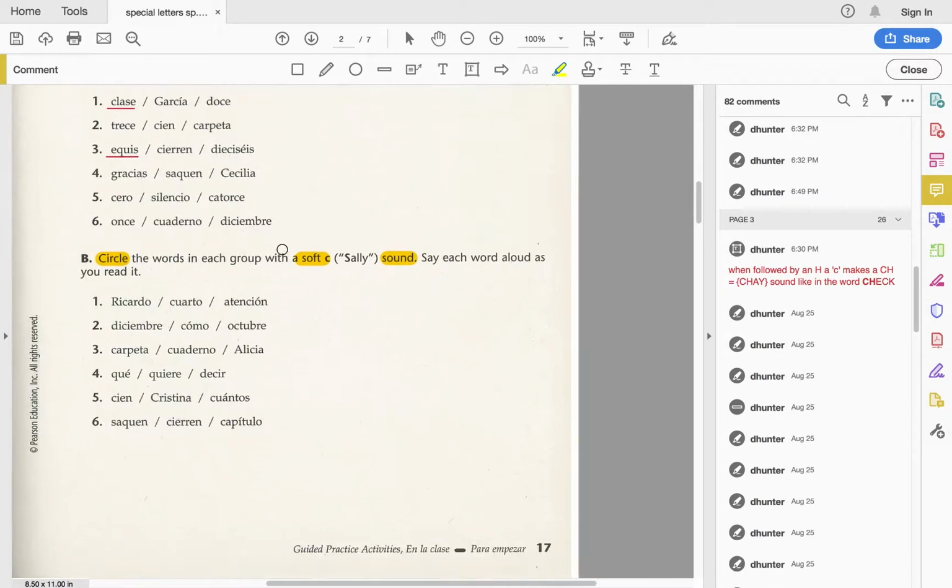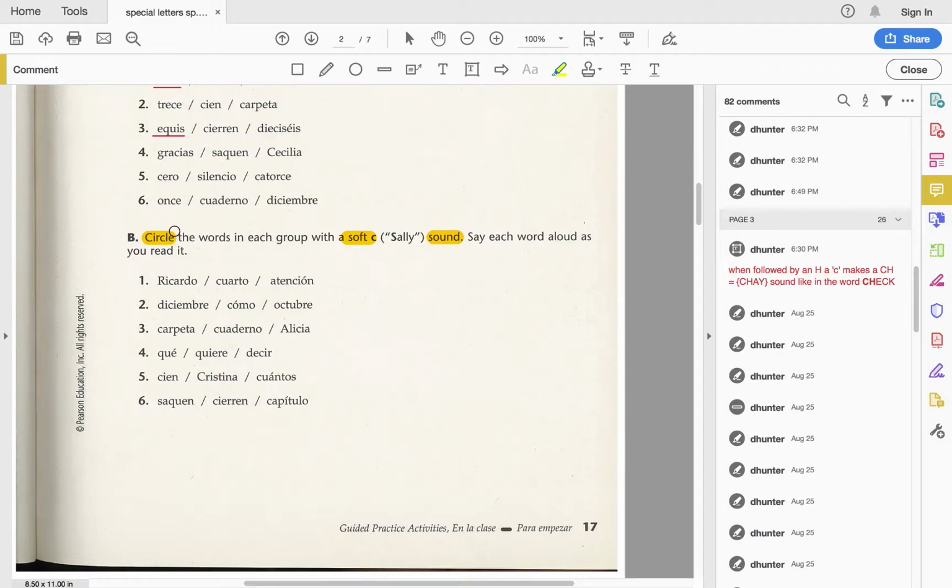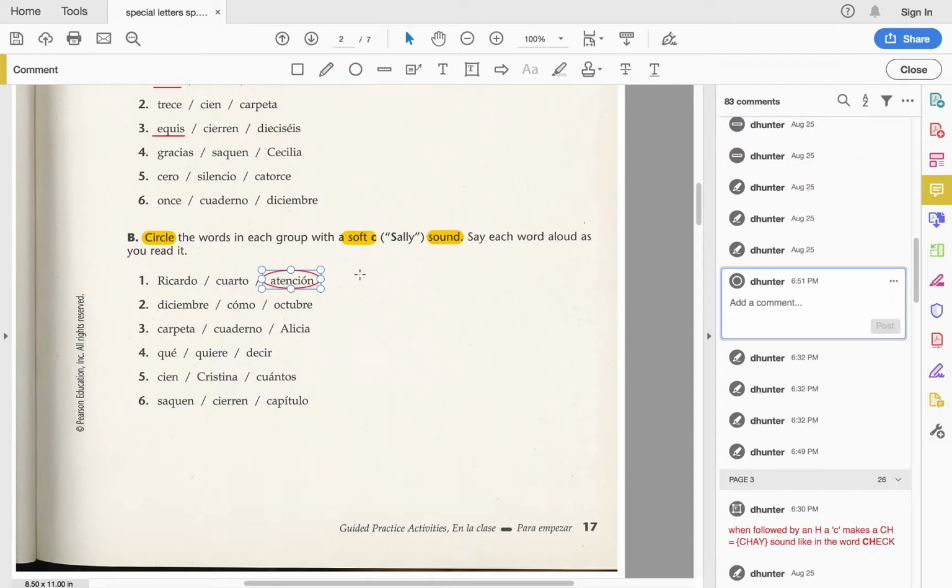Finish up that practice and then pop down to part B, where you'll be circling the words that have the soft C sound. Por ejemplo, we have Ricardo, cuarto y atención. Otra vez, Ricardo, cuarto, atención. I hope you realize that atención is the only word here that should be circled because it definitely has that soft C. Push forward now in all those practice bits and you have all you need to be successful in deepening your pronunciation en español. Buena suerte en la práctica y en sus charlas del jueves.